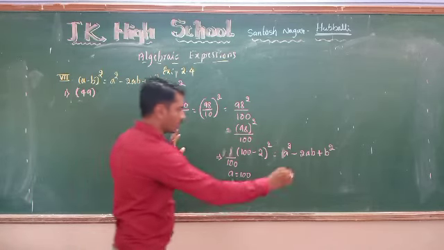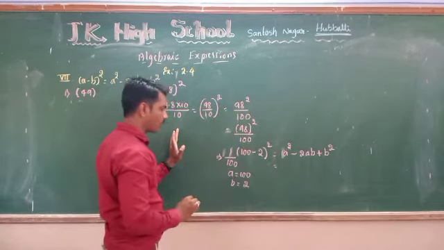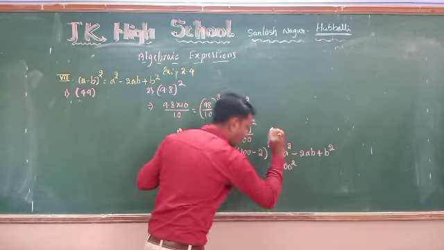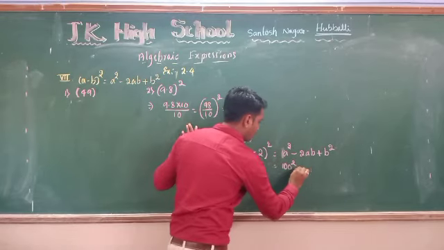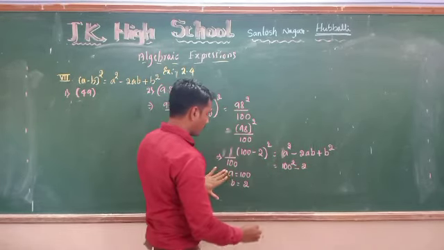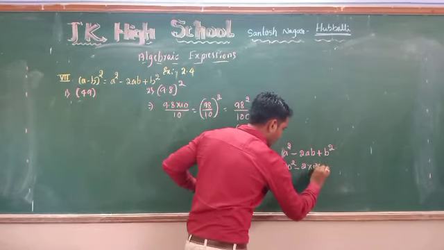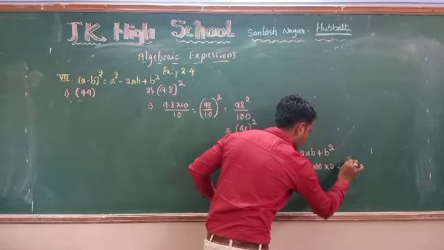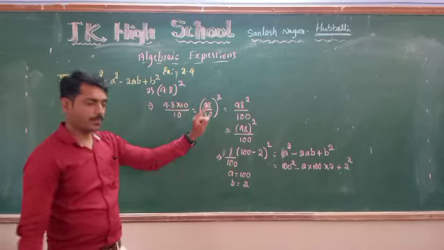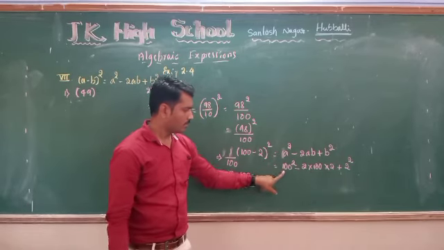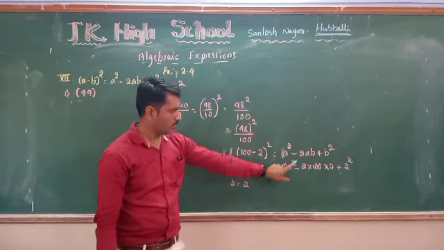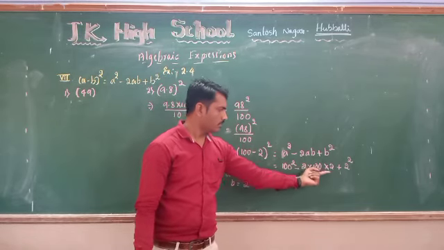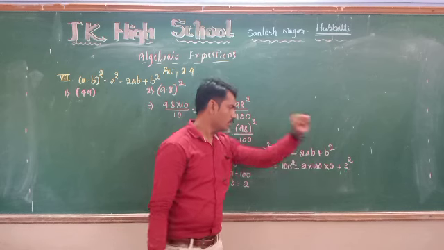Now the formula is what? a square minus 2ab plus b square. What is meant by a square? 100 square, minus 2 times a times b. What is the a value? 100. What is the b value? 2. So b square is 2 square. Once again I will repeat. a square: what is the a value? 100 square. 2 as it is. What is the a value? 100. What about the b value? It's 2. So b square is nothing but 2 square.